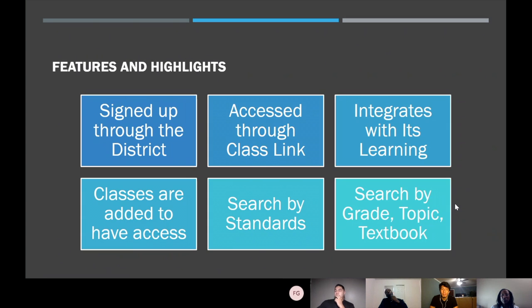Some of the highlights and features of the Gizmo is that you sign up through your district, and they give us access to it, and there's also a free login for others as well, so we can maneuver it and utilize it. We access it through another system called ClassLink, and the students can go there first, and then they're able to access the Gizmos on one of their apps. So it integrates with IsLearning.